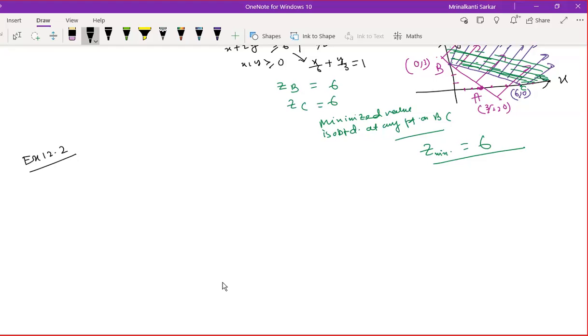Exercise 12.2, the problem I am going to consider, is a cake manufacturing problem. One kind of cake requires 200 grams of flour and 25 grams of fat. Obviously, this is not raw fat. Another kind of cake requires 100 grams of flour and 50 grams of fat. Find the maximum number of cakes which can be made from 5 kg of flour and 1 kg of fat. How many maximum number of cakes can be prepared?